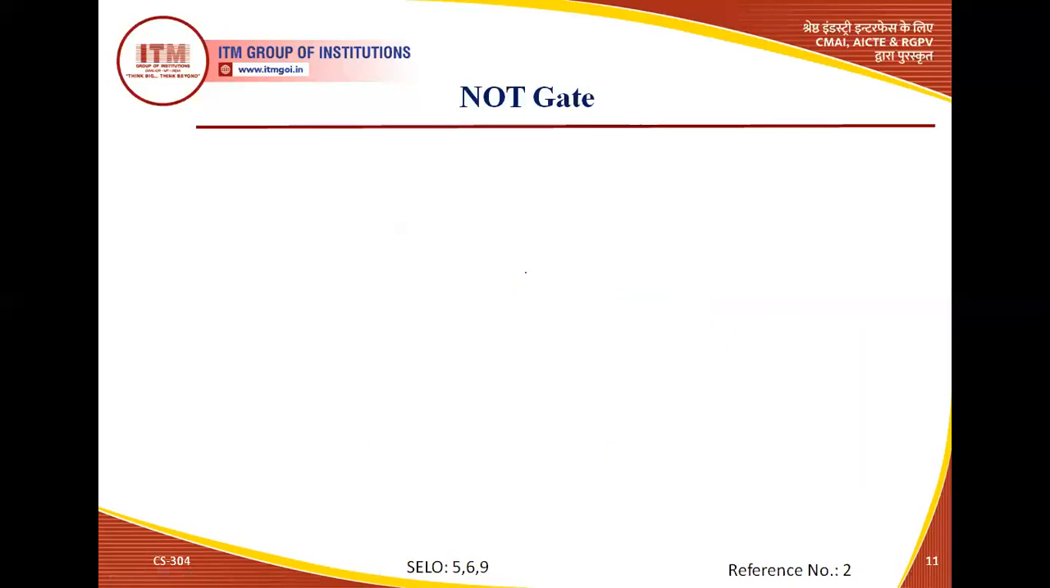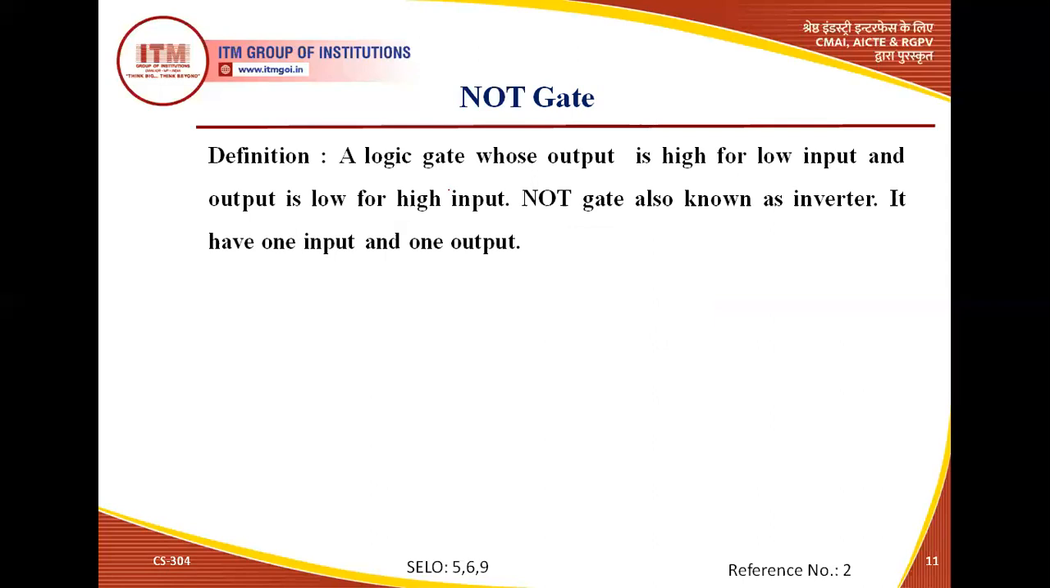Now we discuss the NOT gate. The NOT gate is also known as the inverter. That means the NOT gate is used to invert the input. If we give the input 1, it will produce the output 0, and if we give the input 0, it will produce the output high. So it is also known as the inverter, and it has one input, one output. So the NOT gate has one input and one output.